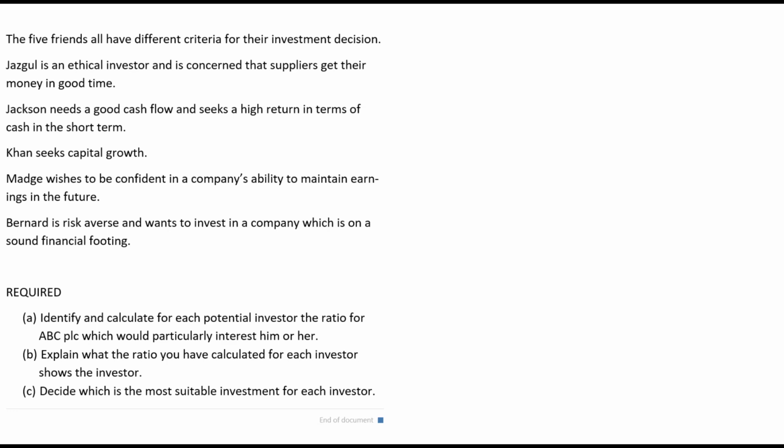Next we come to Bernard. Bernard is risk averse. That means he does not like to take risks, and he wants to invest in a company which is on a sound financial footing. There are two ratios that we can use to assess the riskiness of a business. One is the income gearing ratio and the second one is the gearing ratio. We can use either of these ratios to help Bernard make his decision.